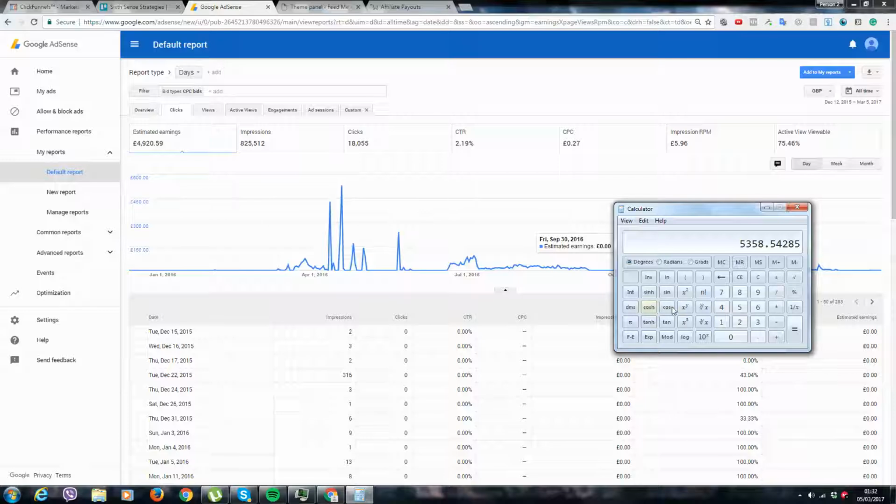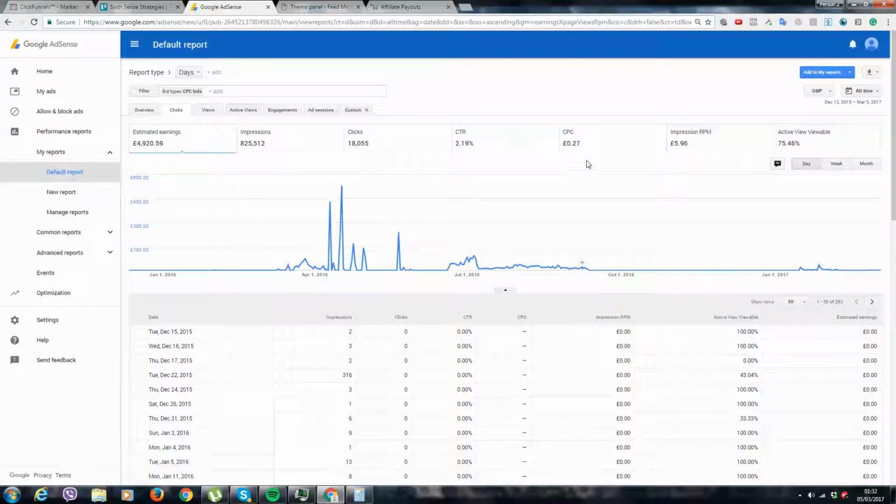Okay, so we take that number now, we take 18,055 and we times that by that 27 pence, and we get 4,874.85, which is very similar to this number over here. So you can see that all these stats that you can find are a little bit inaccurate, but nevertheless, it all makes sense in the end. So this is really all you need to know. You need to know the overview, you need to know the clicks.